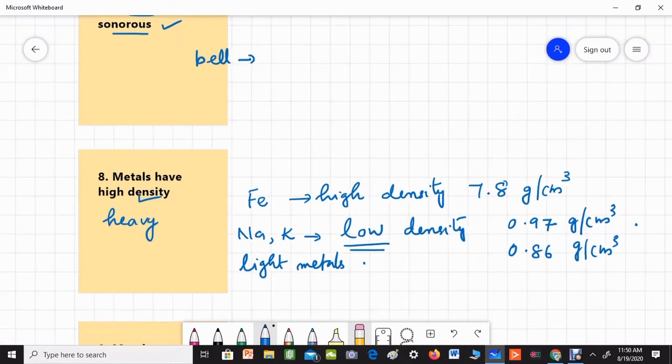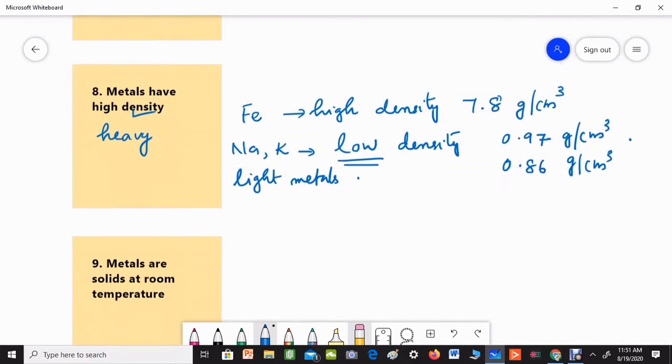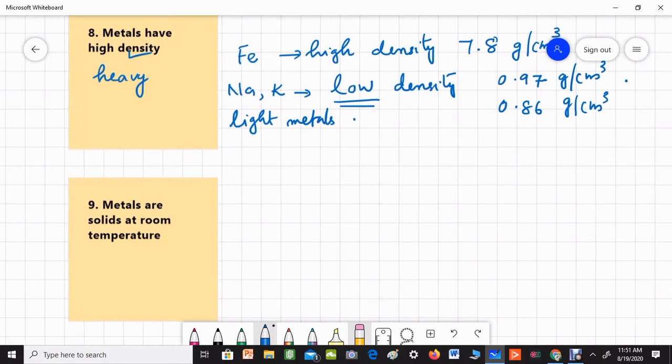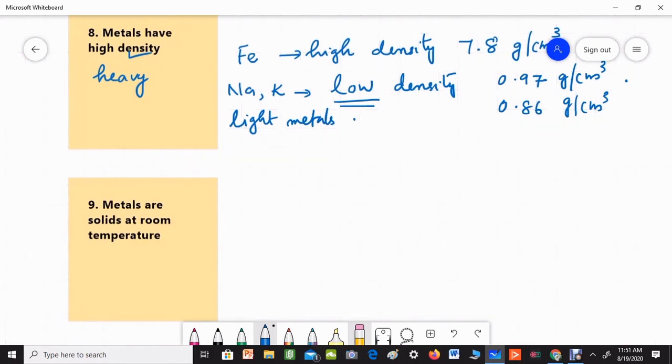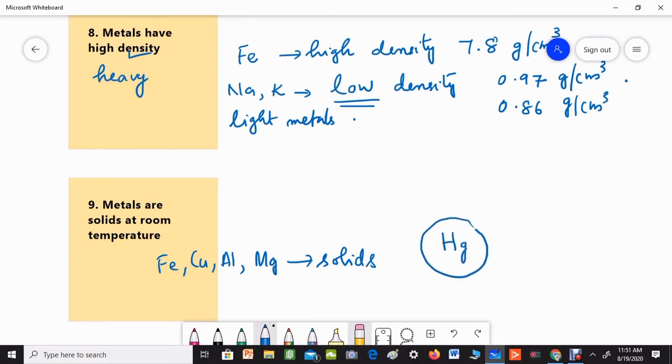Then metals are usually solids at room temperature. All metals such as iron, copper, aluminium, magnesium, gold, silver, etc. are solids at room temperature. What is the exception over here? That is mercury. Mercury is the only metal which exists as a liquid at room temperature.